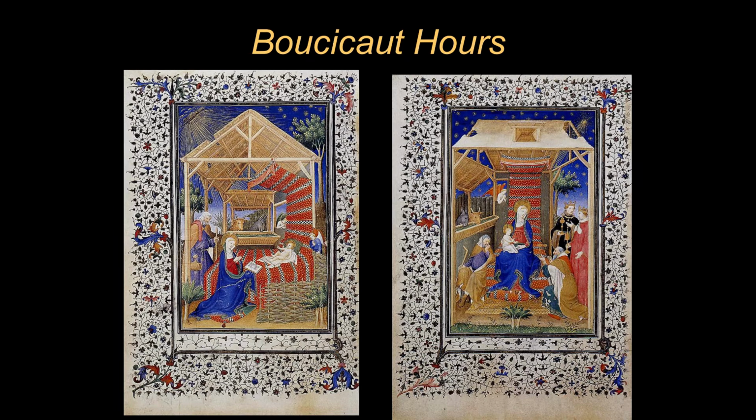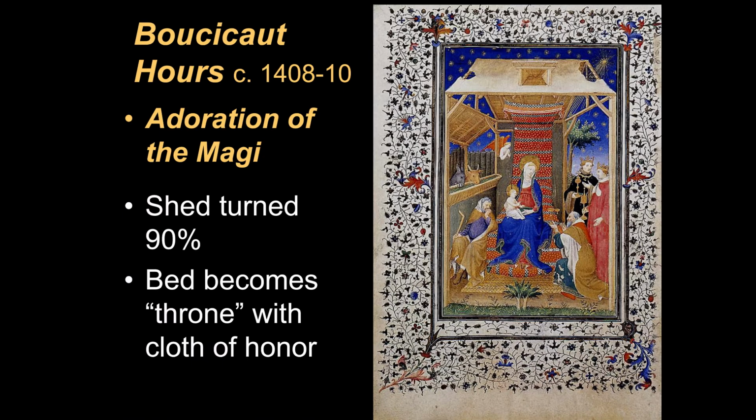And Mary is seated on the end of the bed with the canopy rising up behind her. And so the bed, now foreshortened, appears as though it were a throne with a cloth of honor behind her. Joseph is seated, and the three magi approach from the viewer's right.